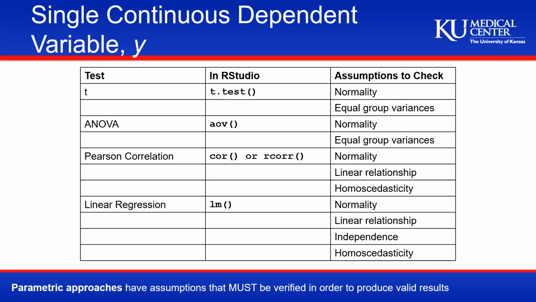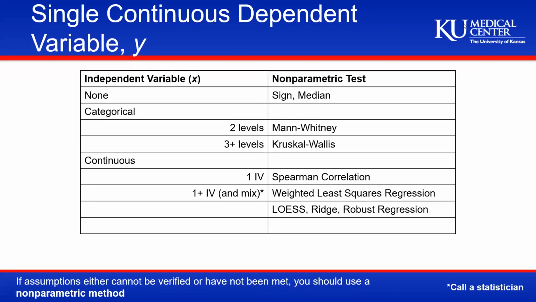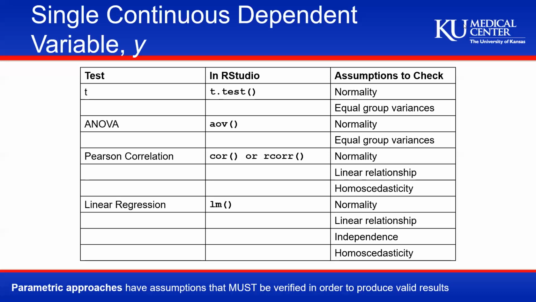And then linear regression, which is in the same kind of category as Pearson correlation here. Notice you have the same assumptions: normality, linear relationship, homoscedasticity. The assumption of independence has to do with you dealing with a random sample. You're not doing repeated measurements and trying to throw them into a single plot.